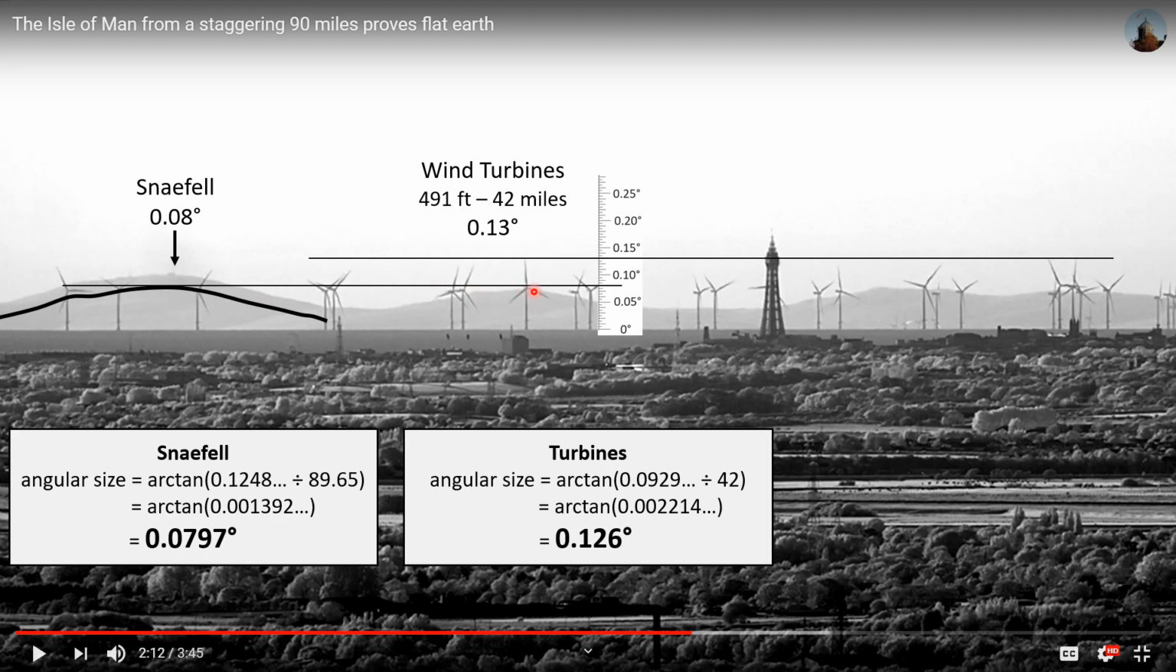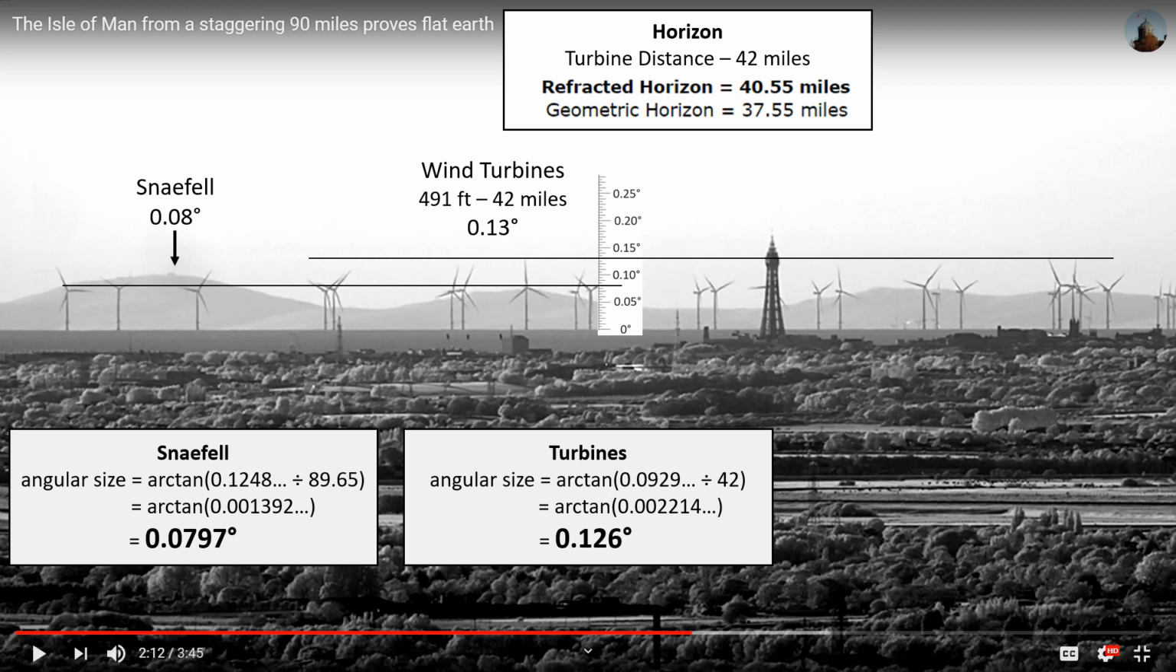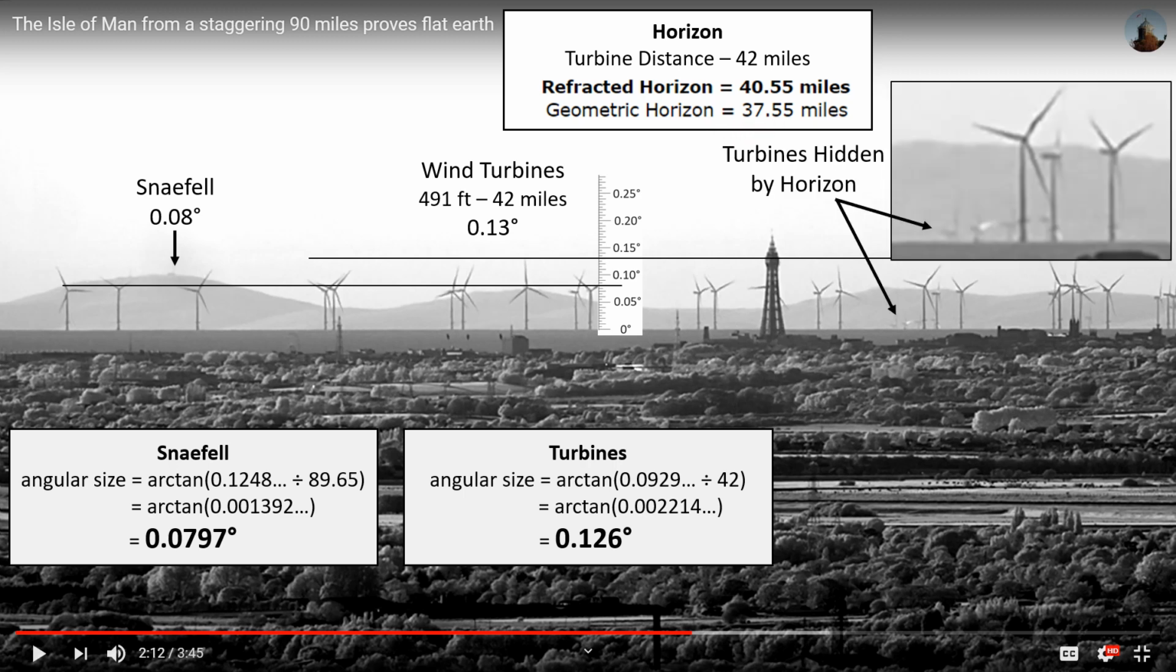Now this line here goes through 0.08 degrees on my scale, and this shows that the refracted hidden calculation is the closest match for this observation. Now another thing I want to point out is that these turbines are sitting right on the horizon, and the front edge of this wind farm is about 42 miles away, which is very close to both the refracted horizon of 40.55 miles and the geometric horizon of 37.55 miles.